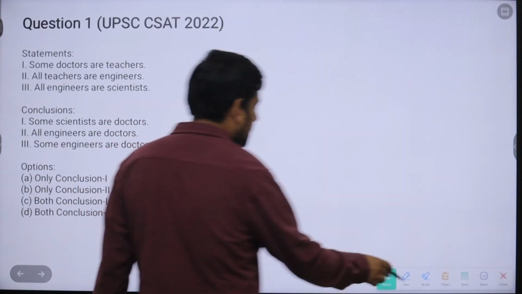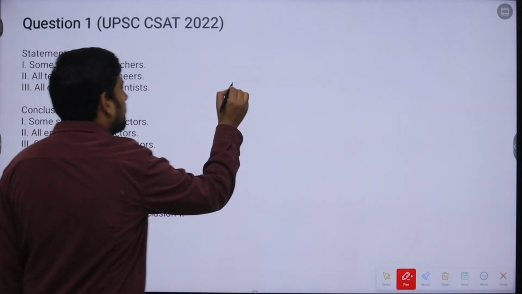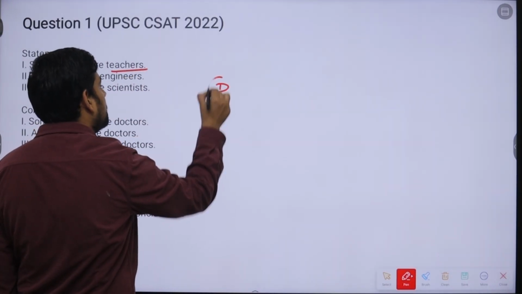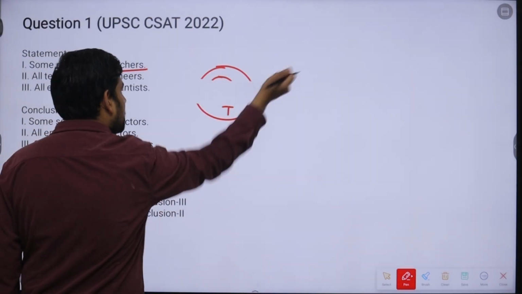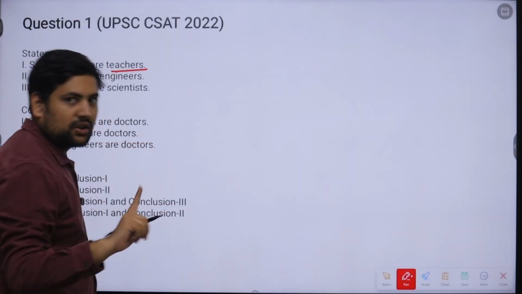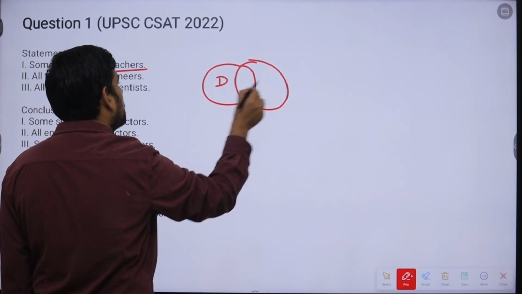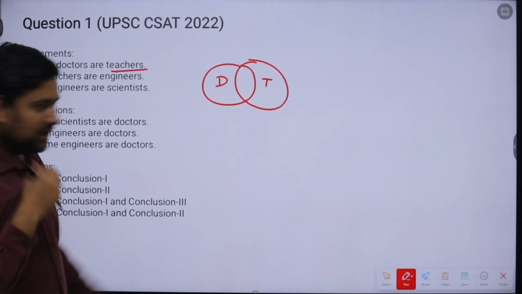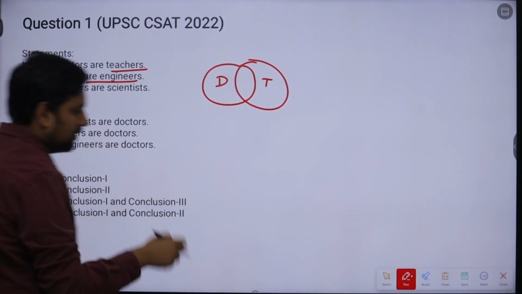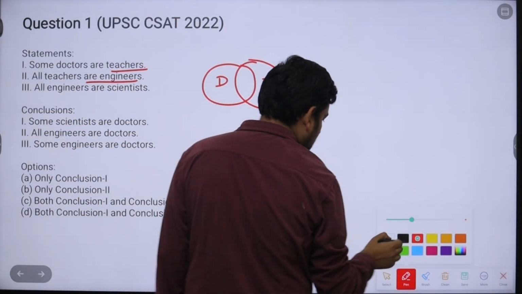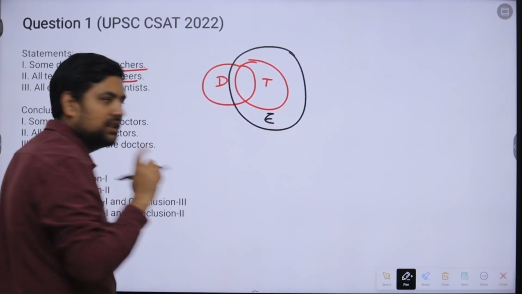So what does it say? First one, it says some doctors are teachers. So this is doctors. Some doctors are teachers. What should you draw? Some doctors, so always in some we draw like this. So some doctors are teachers. Correct? There is something common between doctors and teachers. Then all teachers are engineers. Okay. So all teachers are engineers. This is correct.